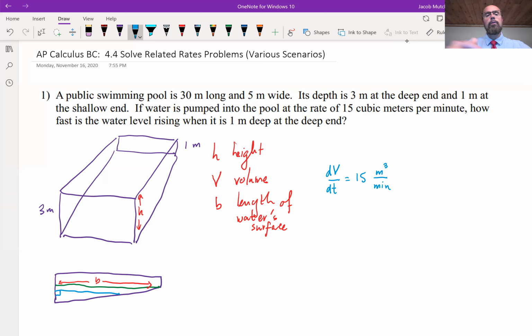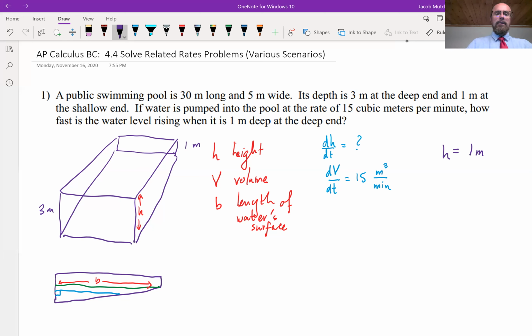We also know that we're looking for the rate at which the water level is rising. So that's going to be represented as the change in height over time, and that's our question mark. We're looking for that. Now, the last thing I'm going to put here in terms of organizing the information is the detail measurement here. We're interested in this change when the height is 1 meter at the deep end. So at that point, we need to bring our information together in an equation that could relate these items.